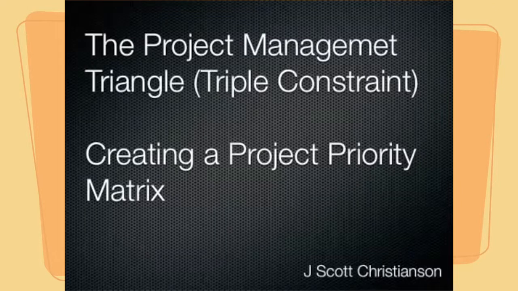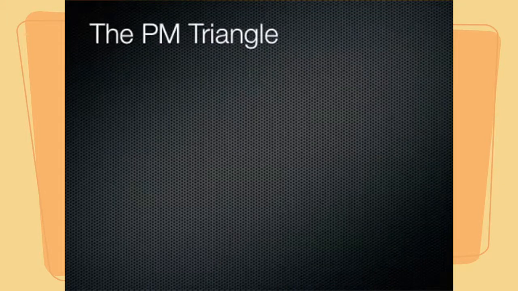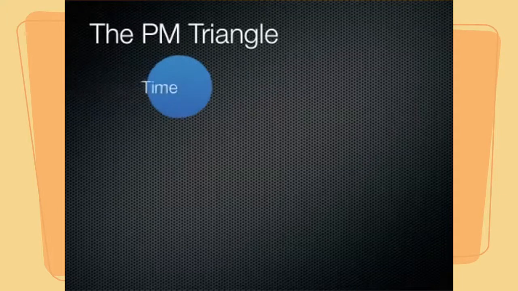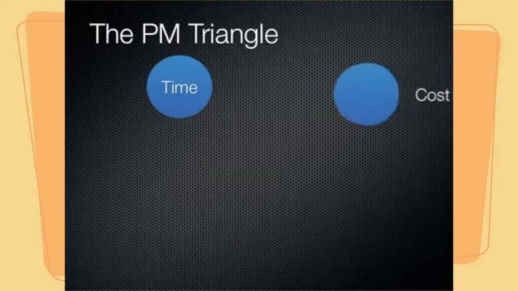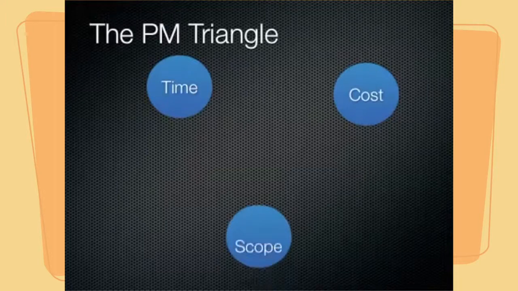Welcome to this short video explaining the project management triangle, also known as the project management triple constraint, and how we can create a project priority matrix. The project management triangle consists of three critical aspects of all projects. First is time, that is, the time that it takes to successfully complete our project. The second is the cost that is required in order to successfully complete our project. And the third aspect is scope.